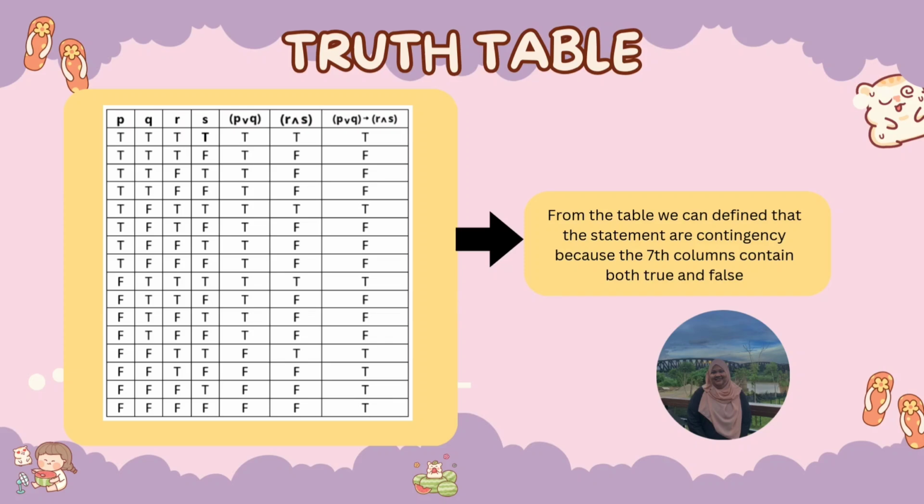Okay, next, for the P or Q implies R and S. If P or Q is true and R and S is false, then P or Q implies R and S is false. Otherwise, P or Q implies R and S is true. Okay, from the table we can determine that the statement is a contingency because the 7th column contains both true and false.